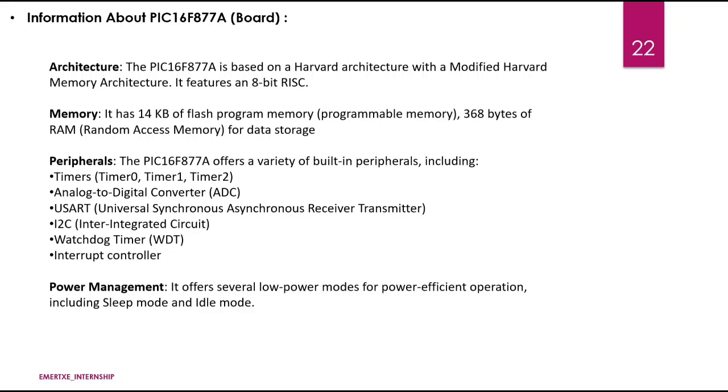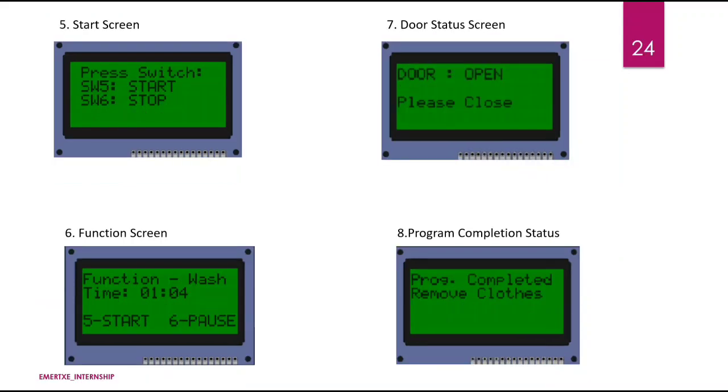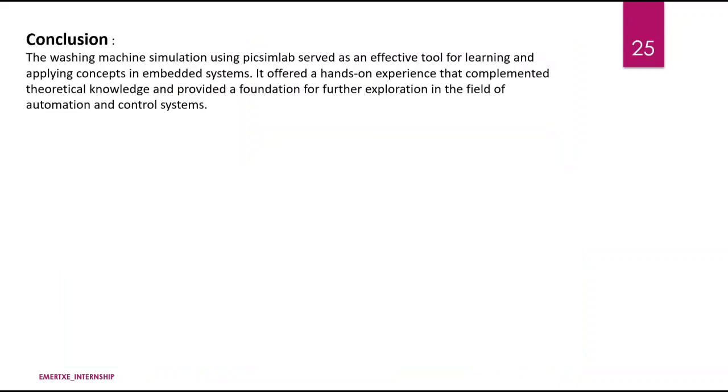Here you can see the output images of the program. First is the power on screen, then the powering on screen, then washing program screen, water level program, then we have start screen, door status screen, function screen, program completion status.